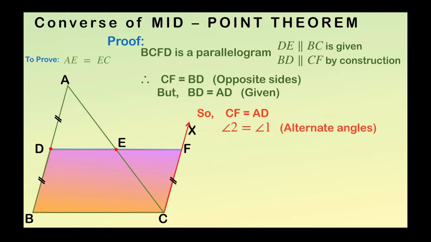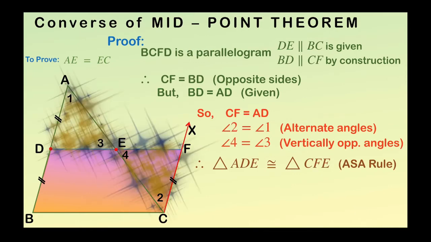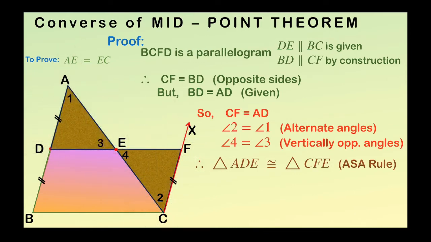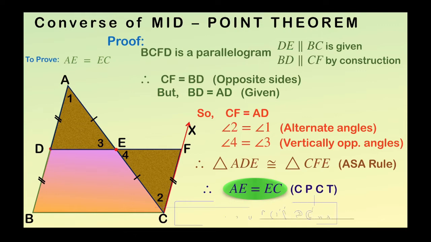We also have angle 2 equal to angle 1 as a pair of alternate interior angles, and angle 4 equals angle 3 as a pair of vertically opposite angles. Therefore, the two triangles ADE and CFE are congruent by ASA rule. Therefore, we can say that AE is equal to EC as they are corresponding sides of congruent triangles. Hence, we proved that E is the midpoint of side AC, and thus the converse of the midpoint theorem is proved.